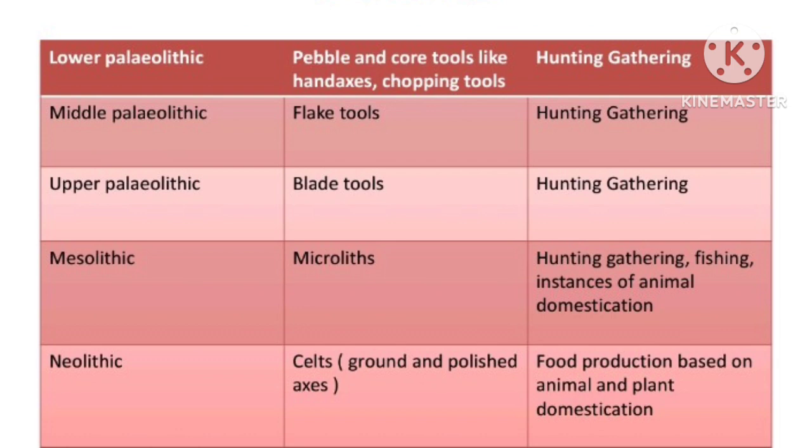You have the flake tools. Then it is used as blade tools. Blade tools means it is much sharpened. I mean, okay, and at that initial point of time, you can see that they were using even raw meat at one point of time.